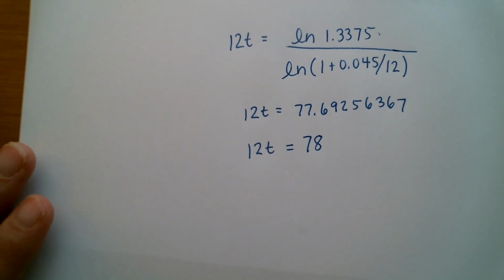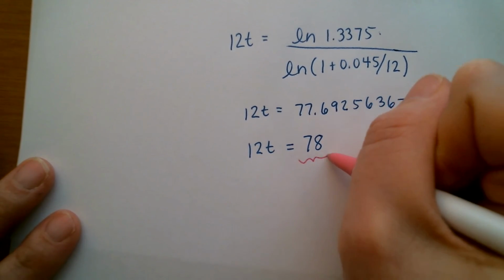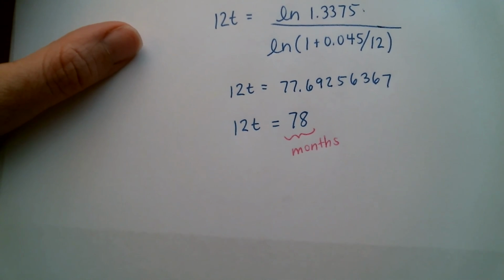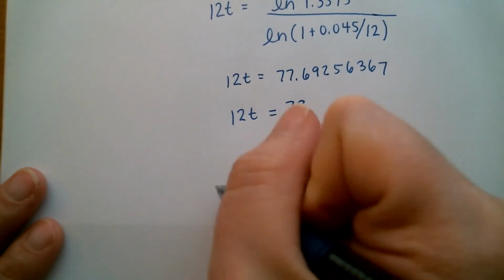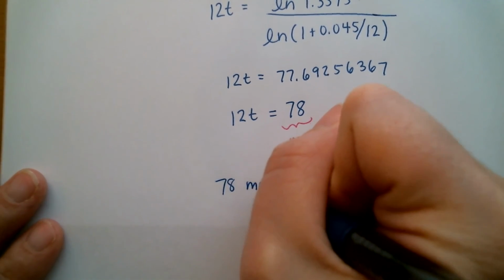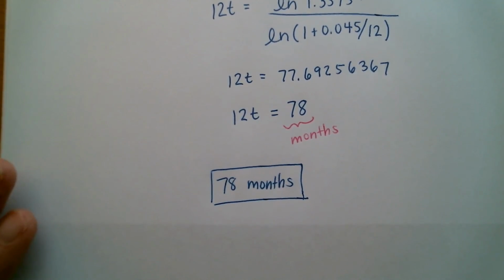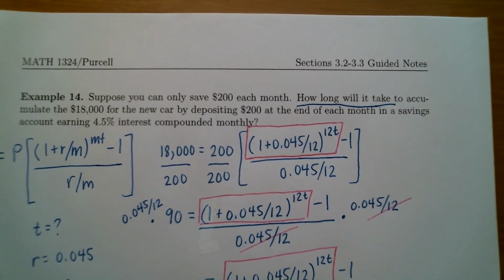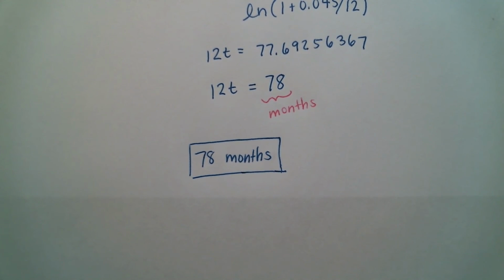All right, so now we stop and interpret our answer. There's a 12 in front of the t, so that means we are talking about 78 months. That's how long it's going to take us to save the $18,000 for the car. So 78 months is the answer if we can only save $200 a month. Again, it did not specify in the question how you need to express the answer. It just asked how long is it going to take. So if you were asked in my math lab or on a quiz or a test to express the answer in the total number of months, the answer is 78 and you're done.